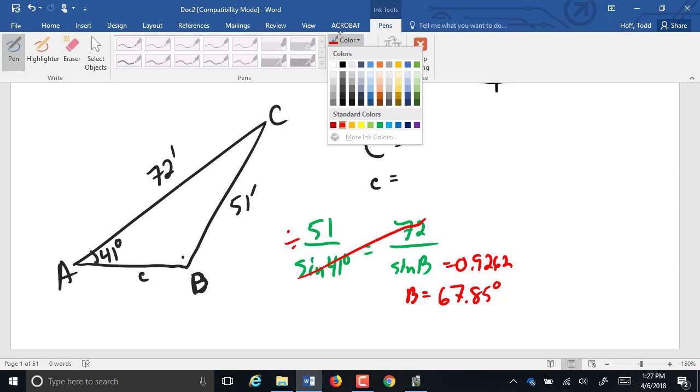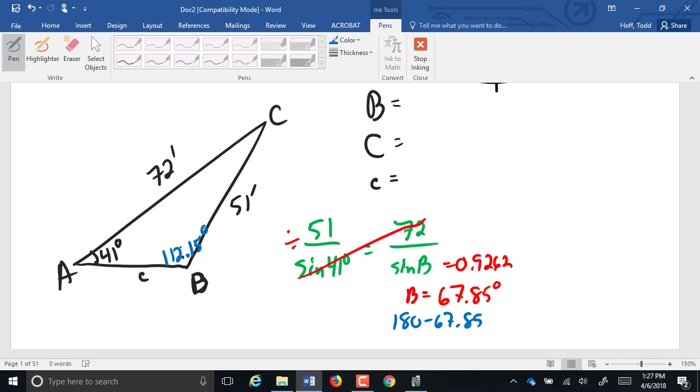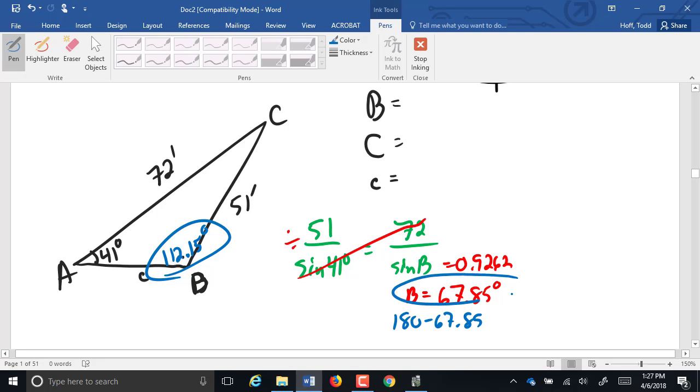Now, to get the actual angle, we would do the supplement of that, which is going to be 112.15, correct? How many of you had that, 112.15? Anybody not sure where that came from? No, we took what we got from the inverse sine, we subtracted from 180.